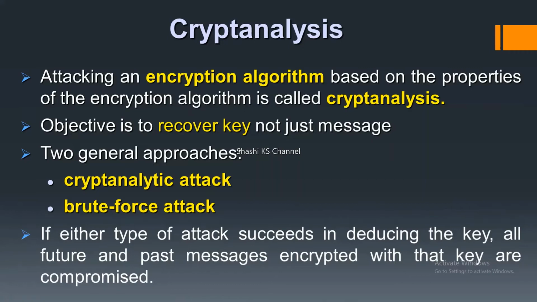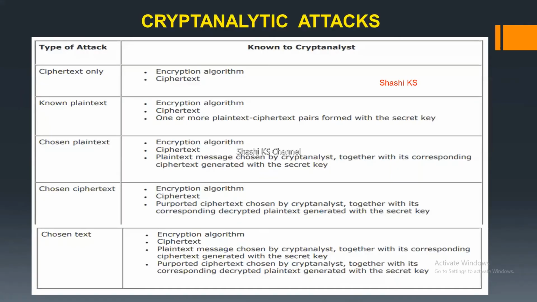The second type of attack is the brute force attack, where the approach is to try every possible key on a piece of ciphertext until an intelligible translation of the plain text is obtained. On an average, if you follow this brute force attack, half of all the possible keys must be tried to achieve success. Whichever approach is used, if success is obtained in finding out the key, then all the future and past messages will be compromised.